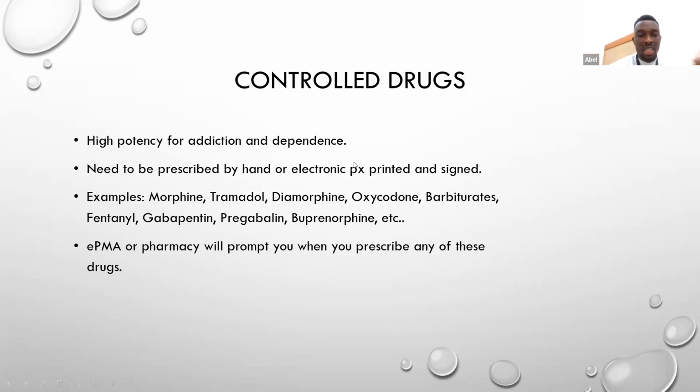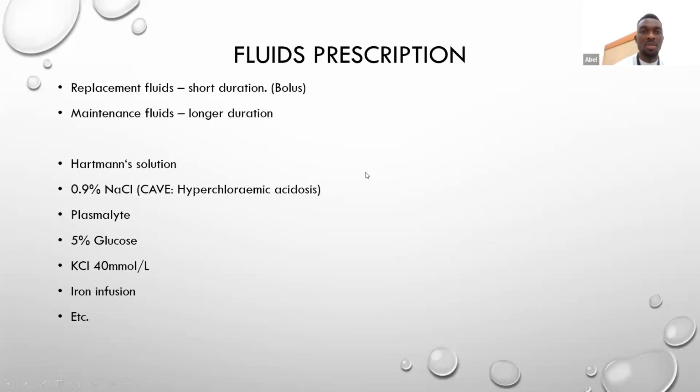Okay, so controlled drugs, like I said, examples of these are morphine, tramadol, oxycodone, barbiturates, fentanyl, gabapentin, pregabalin, buprenorphine, and so on. Usually, so for my trust, if there is a CD drug on the prescription, there will be a prompt on there, or pharmacy would give me a call to say, oh, there's a controlled drug on your prescription and you need to print it out and sign it. So that's another thing to be cautious about.